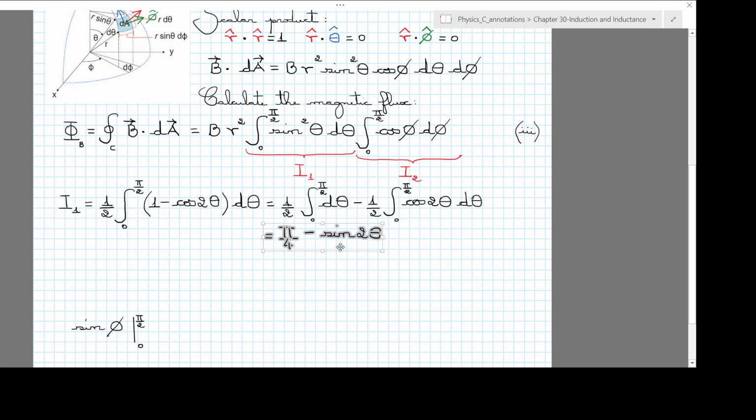Just a second, guys, I'm just organizing here. So this from 0 to pi over 2, yes, this clearly is going to give 0. So this is sine of pi is 0 and sine of 0 is 0 too. So this one is 0. That means we have only this contribution left, so this is pi over 4.